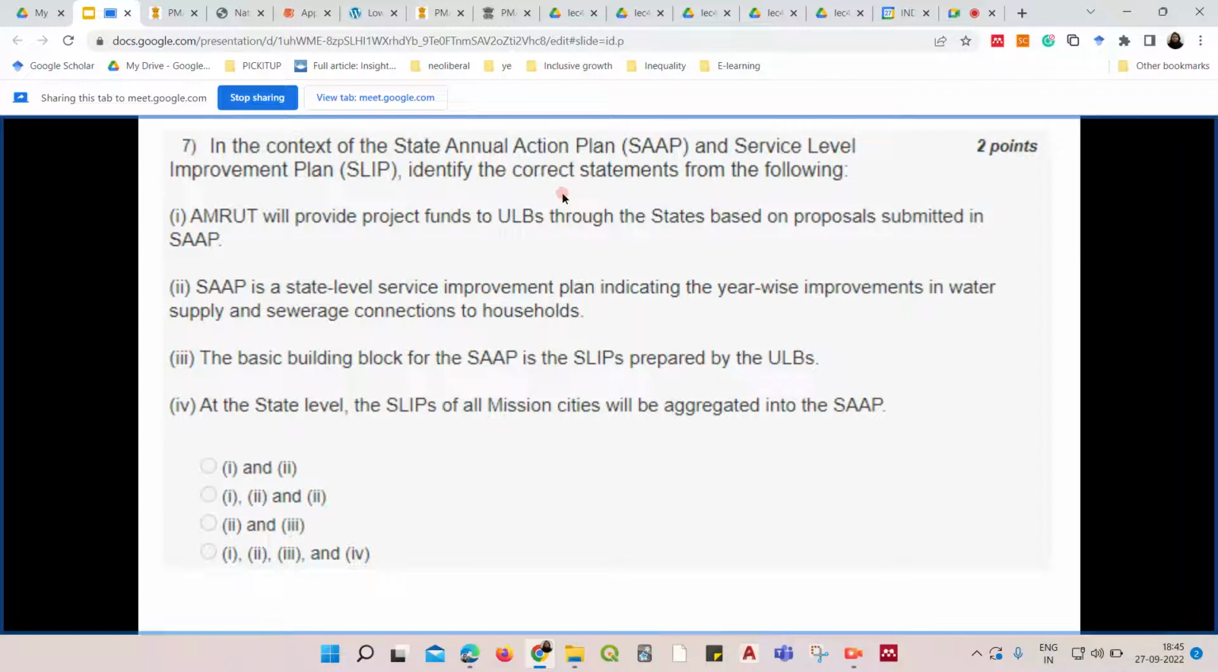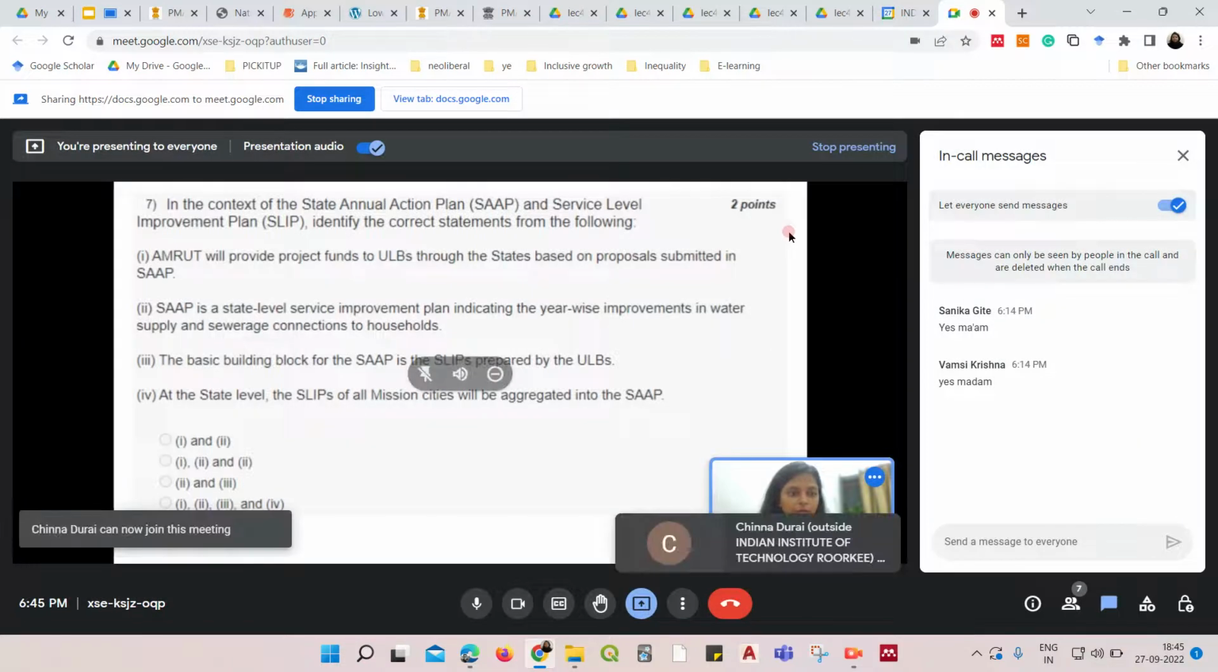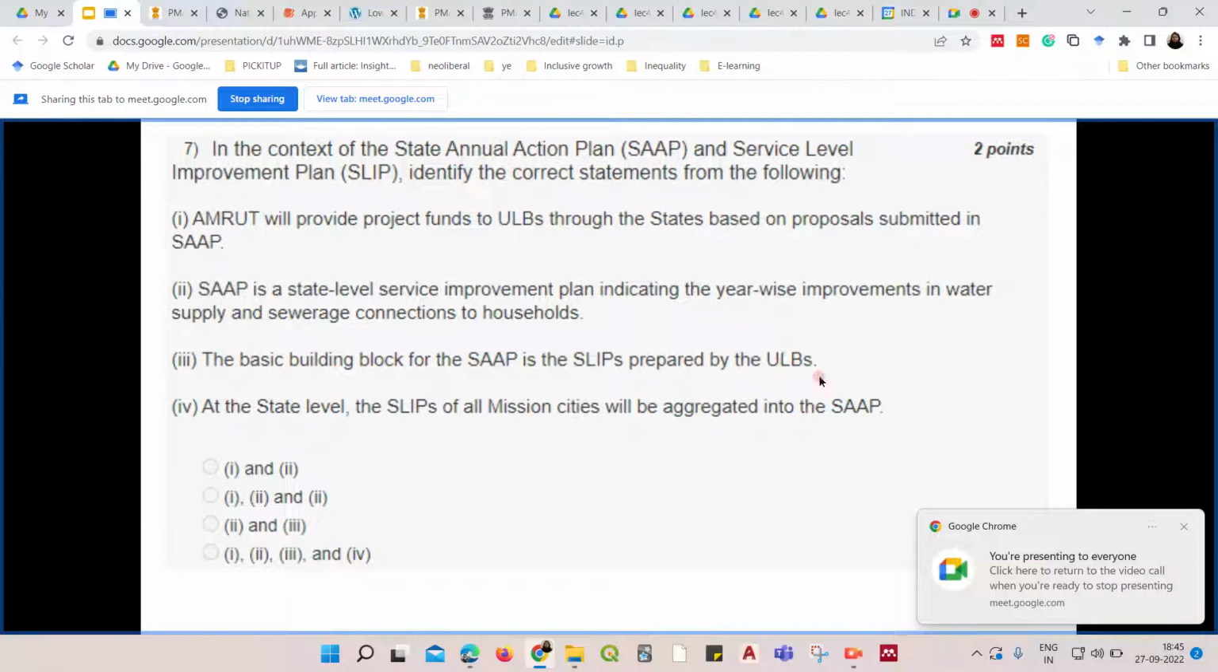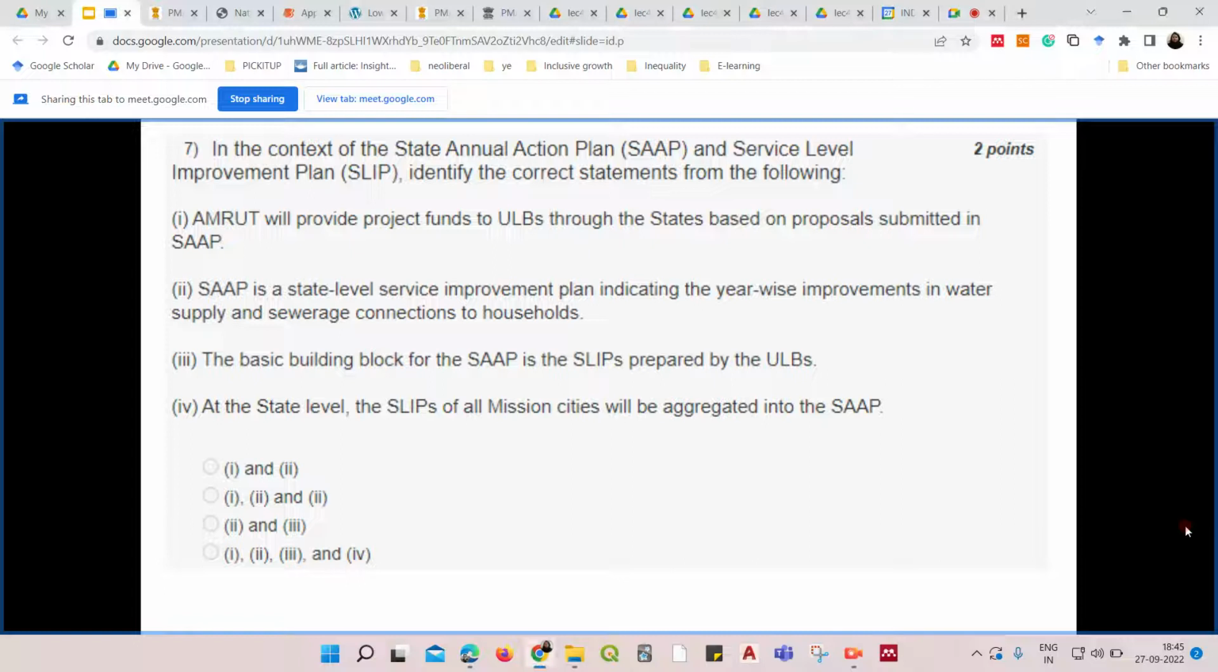developed by the urban local body, and SAAP is actually an amalgamation of different service level improvement plans provided by different ULBs. So one thing you can do to solve this question is take a look at the strategic steps which are followed in the preparation of both SLIP and SAAP, which can help you solve this question.